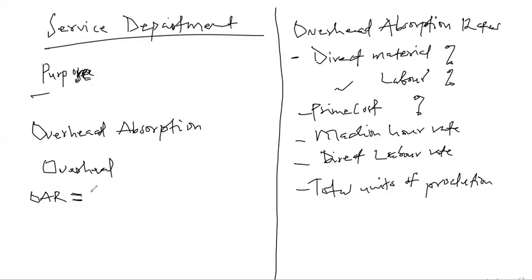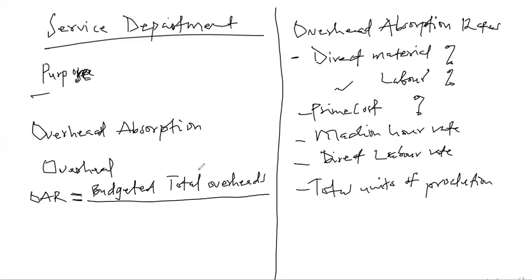Note this down. The budgeted total overheads over the total recommended base. This is the formula, simple. That is the total, that is the overhead absorption rate.